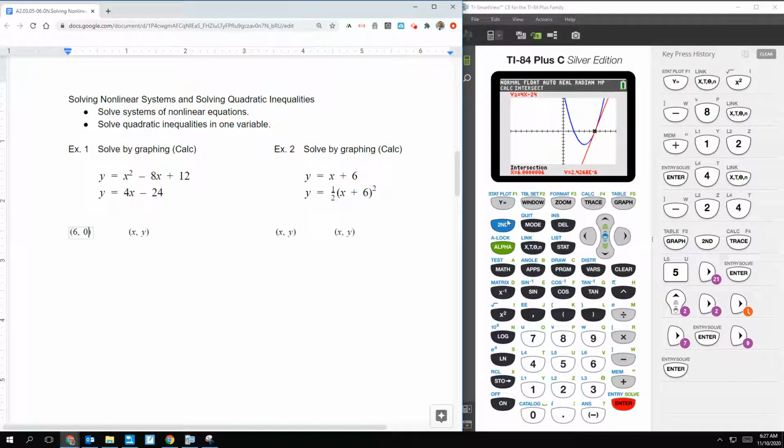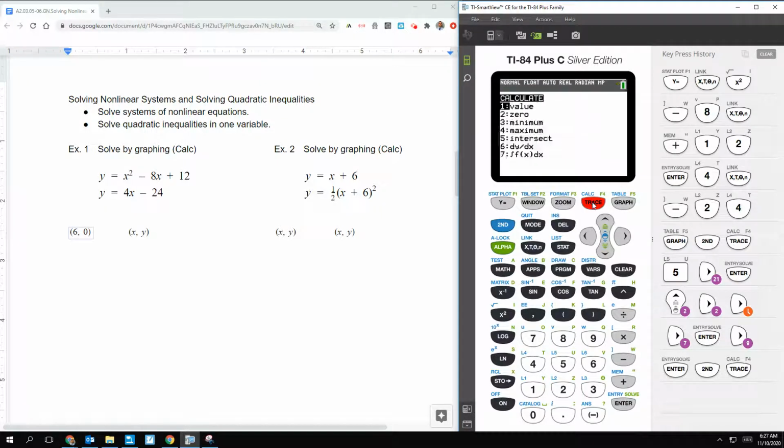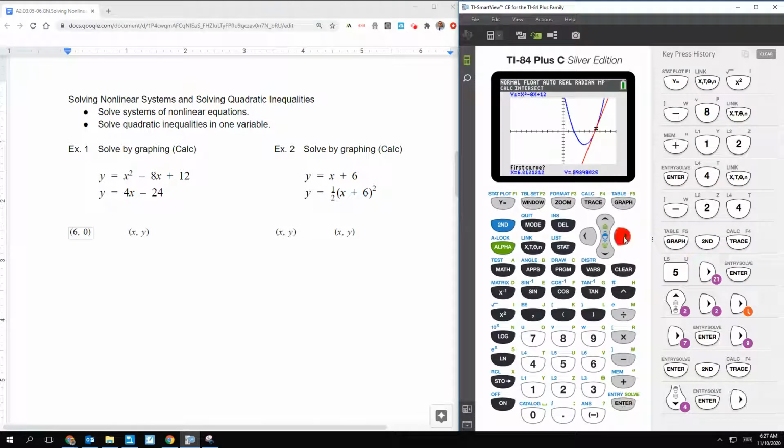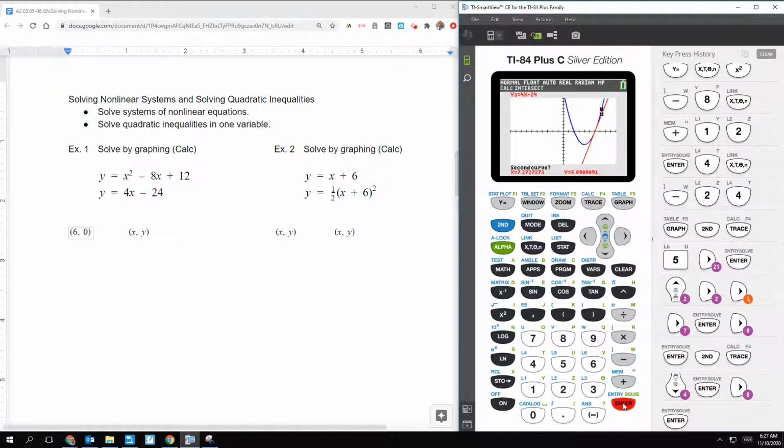So the next thing we're going to do is second calc, and we still want to find the intersection the other way. Instead of hitting 5, we can use our down arrow until we highlight the 5, and then we can enter. And it says select first curve, and I want to make sure that I select from above and then hit enter.